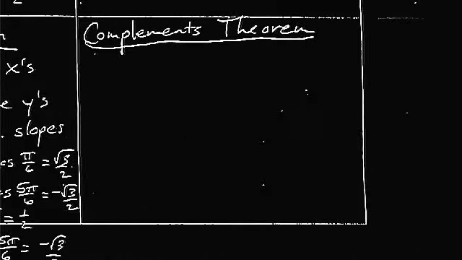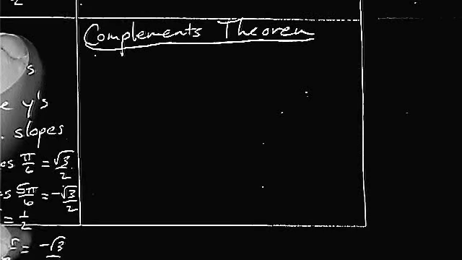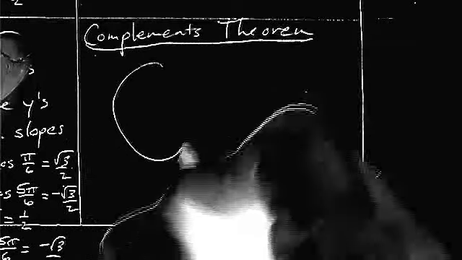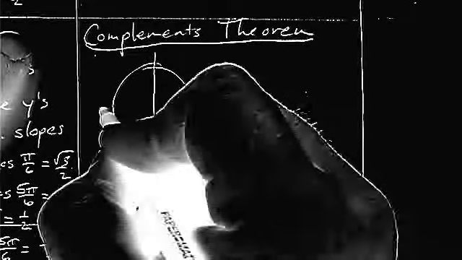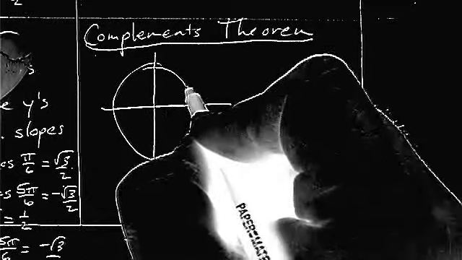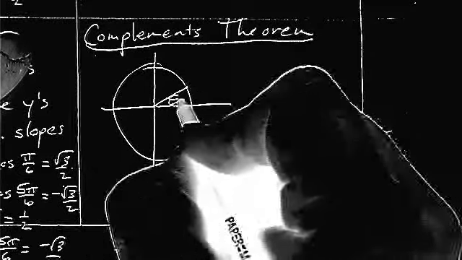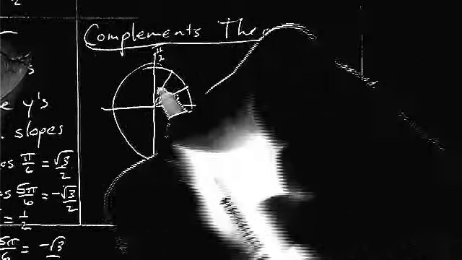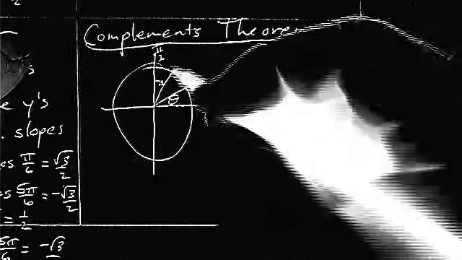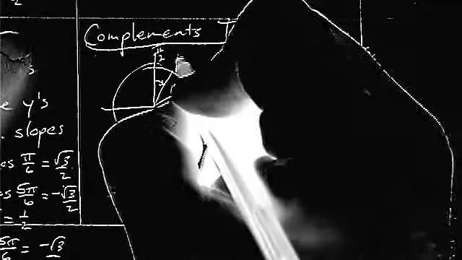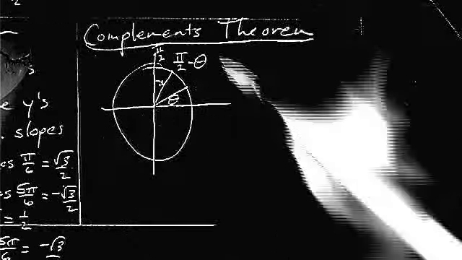Okay, the last one is your complements theorem. And this one is a little bit unusual. Whoa. Talk about a terribly drawn circle. So we got our theta here, and we have pi over 2 at the top. And if we come back theta, this one's called pi over 2 minus theta.